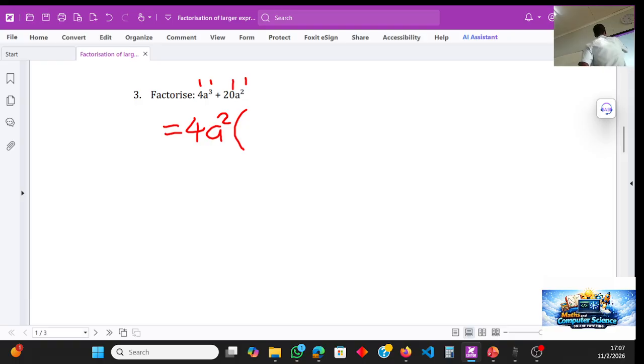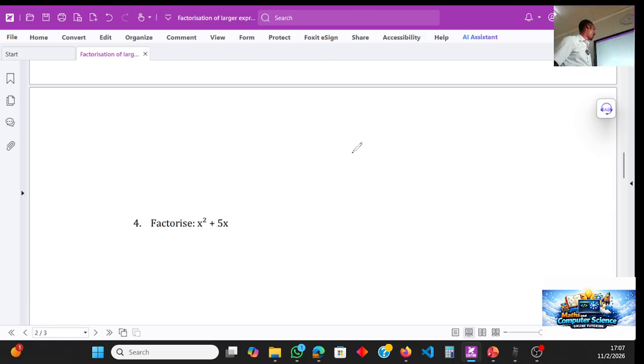When I say 4a cubed divided by 4a squared, my result is going to be a. There is an addition sign, I also put a plus there. 20a squared divided by 4a squared, it's clear that the a's will cancel. We end up having 20 divided by 4, which will be a 5. I think that will be our solution for that problem.